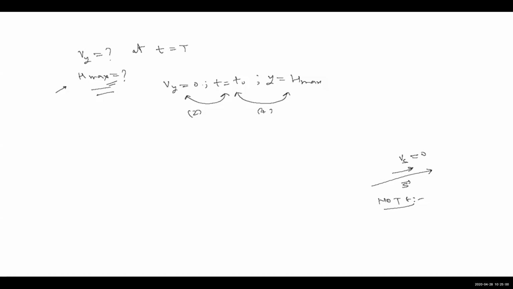Clear? Since we are interested in calculating the maximum height along the y-axis, it will happen when Vy will be 0. So first, by putting Vy equal to 0, we will get the time. And after getting the time, from equation 4, we will get the maximum displacement. Now, solve it. Use the second equation, get the time, and then use this time in the fourth equation to calculate Hmax.